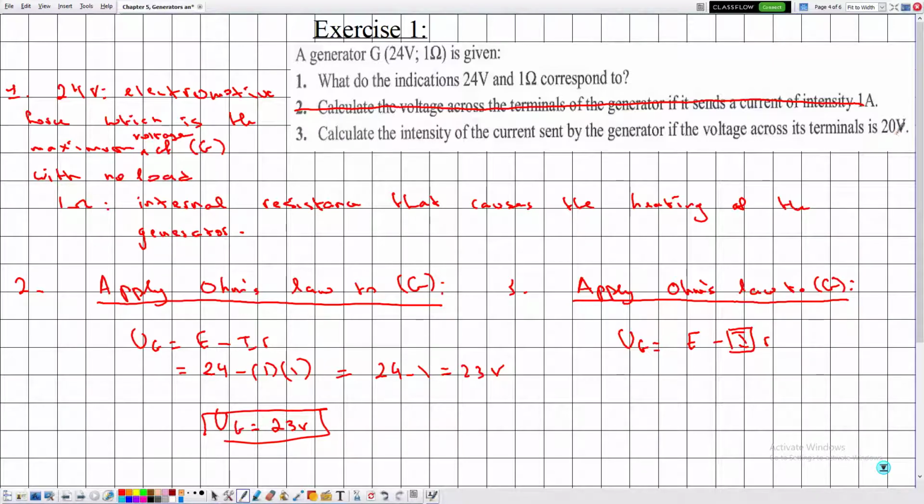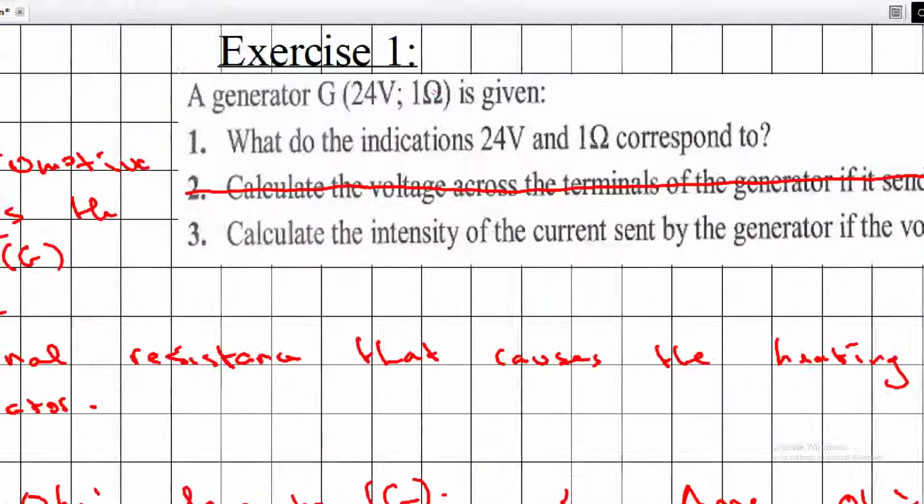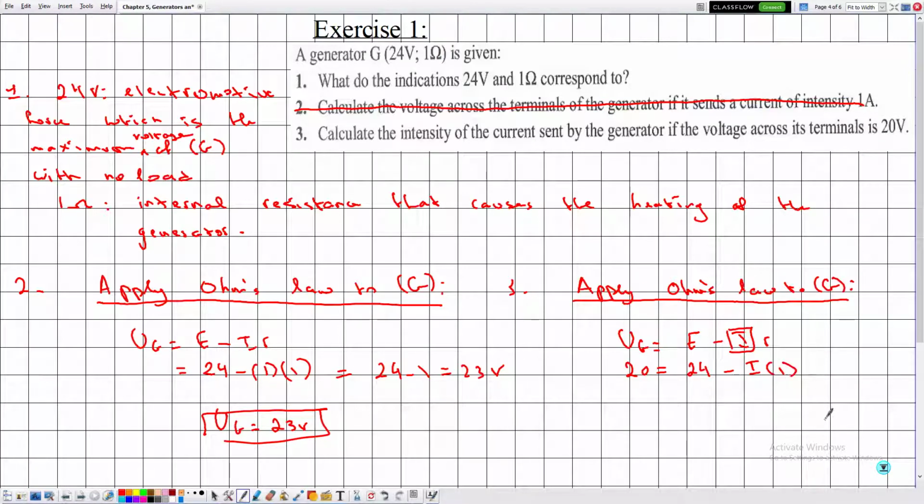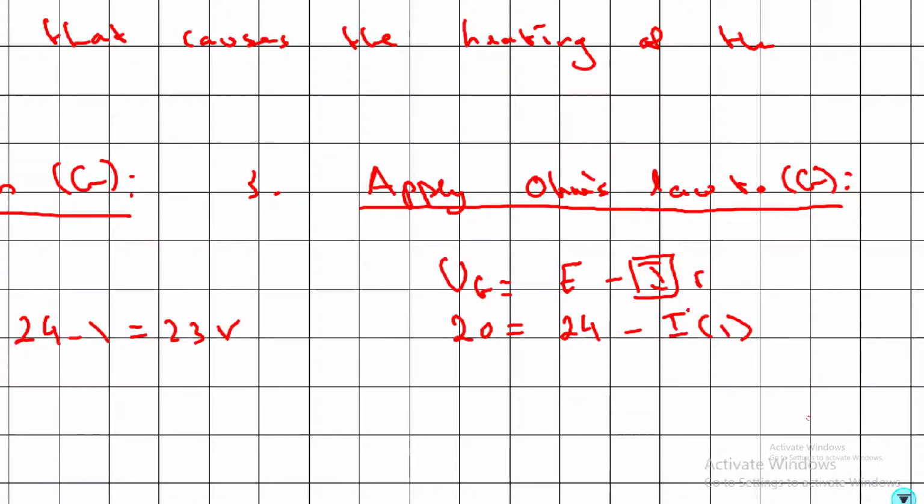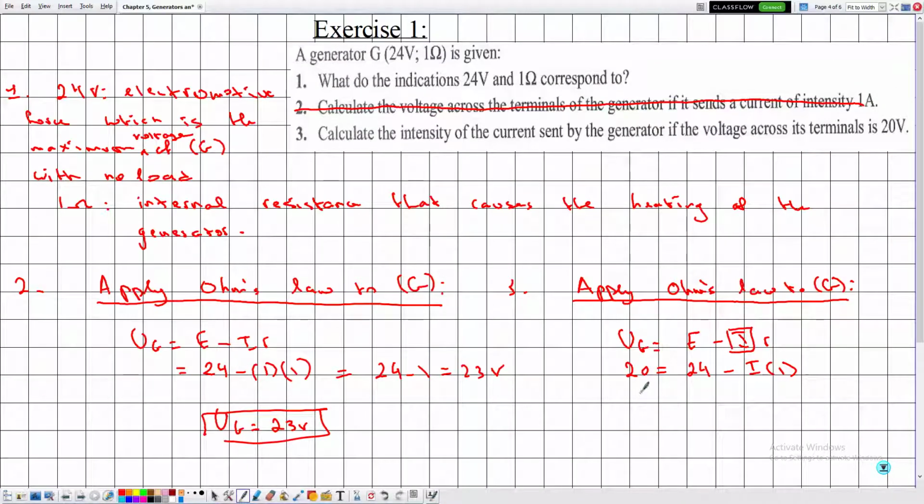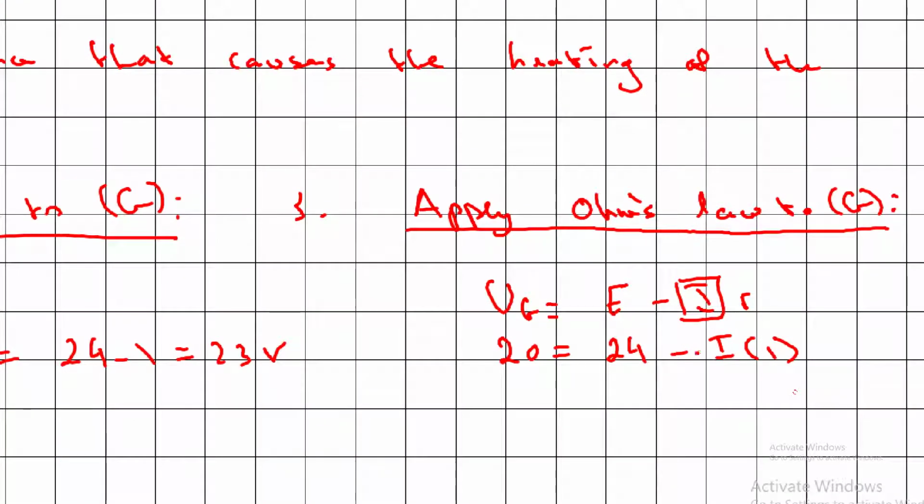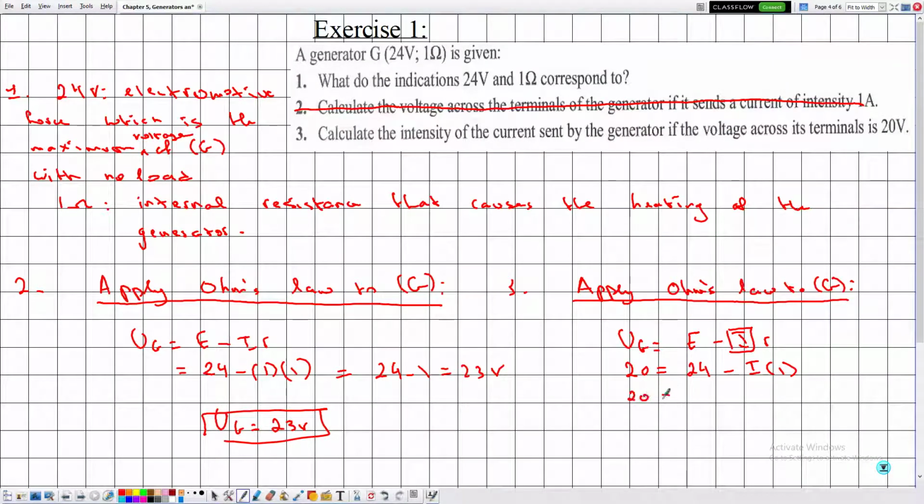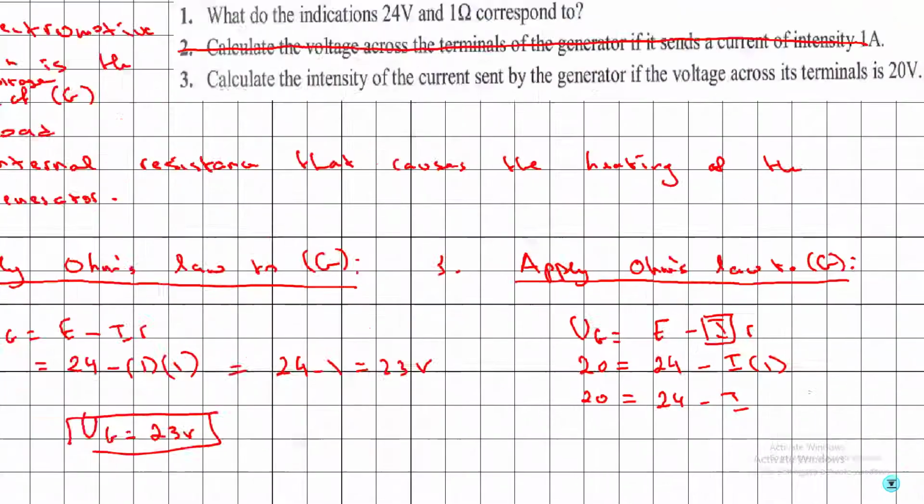So the value of UG, which is the voltage across its terminals, is given by 20, which is equal to the electromotive force, which is given by 24, minus I multiplied by the internal resistance, which is given by 1. So what's the type of this equation? This is a linear equation with one unknown. The unknown is I. So how do we solve for I? We arrange I on one side and all the others on the other side. So here we can say that 20 is equal to 24 minus I, because I multiplied by 1 is I.